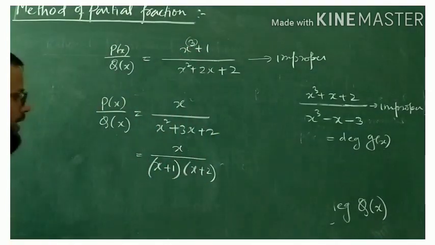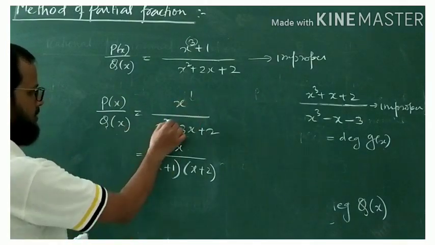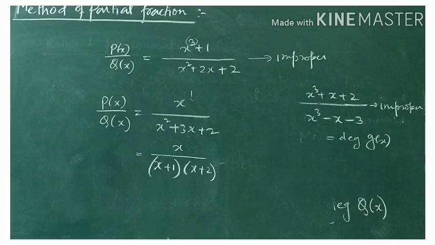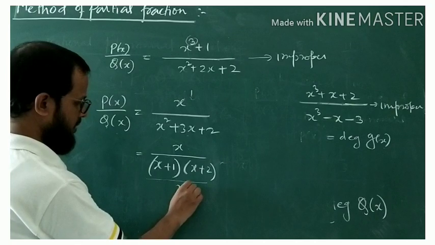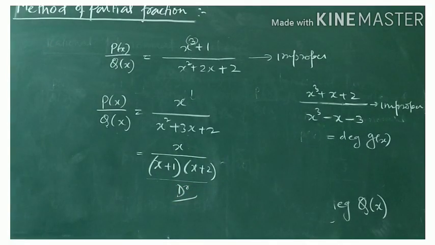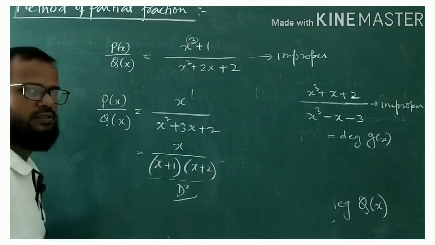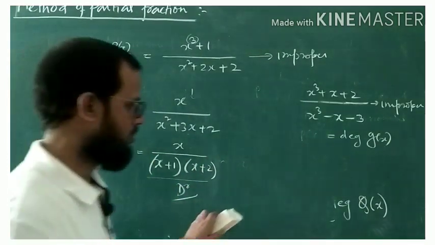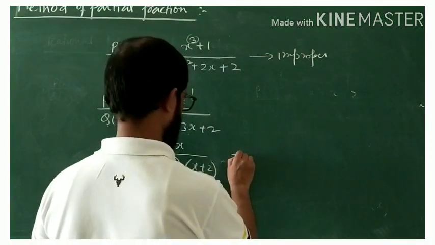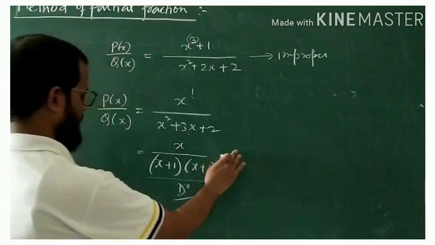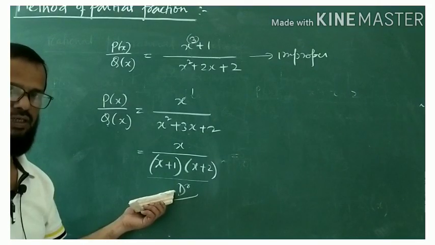Also you see the degree of p(x) is 1 and the degree of q(x) is 2, so it is a proper rational polynomial function. Here the denominator is factorized, and so this particular rational polynomial function can be resolved into a partial fraction. What will be its partial fraction? This type of function can be resolved into a partial fraction.